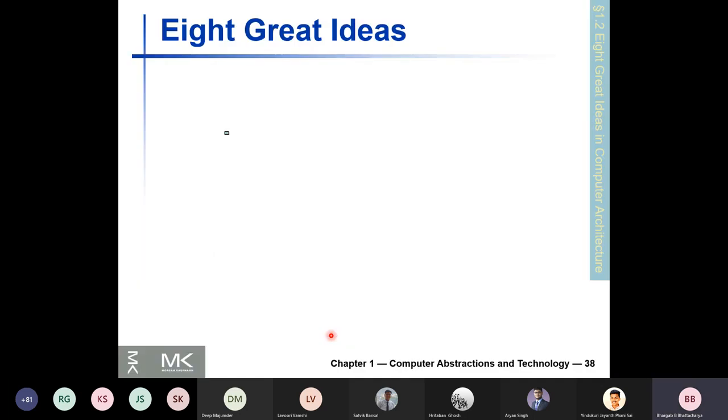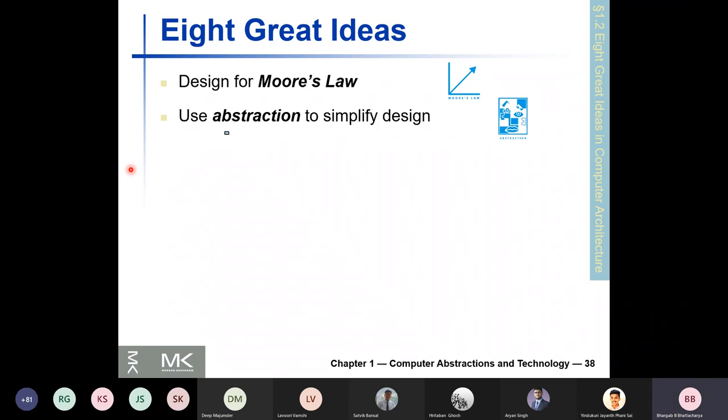So now we summarize here 8 great ideas which determine the performance of a processor. One is Moore's law, which we have already talked about, that is how technology advances with time, so you have more and more improved chips. Then, use abstraction to simplify design. When you design, you need to look at the problem from a top-level view so that the abstraction becomes simple. Otherwise, you won't be able to design a chip that comprises so many billions of transistors.